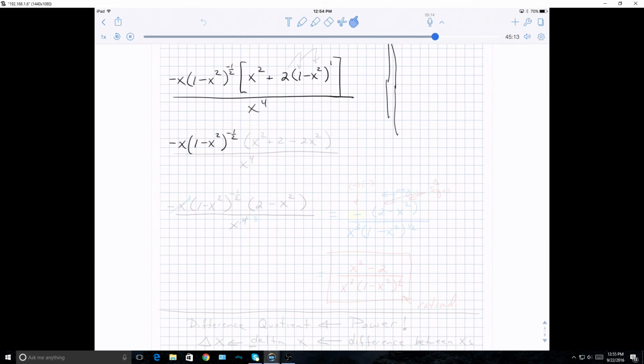So what we're going to do now is just do the distribution and combine. So we have x squared plus 2 minus 2x squared. So we just distributed. And now we'll just finish off the simplification.